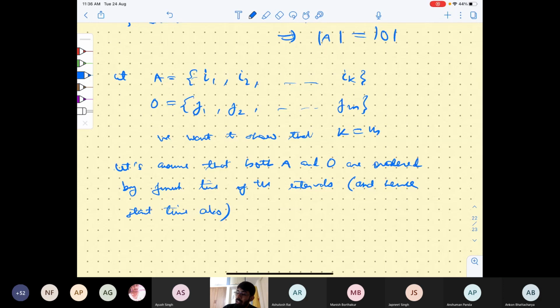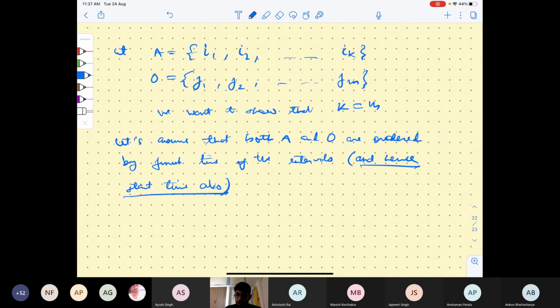So what does this mean? That I1 is the interval in A which finishes first. I2 is the interval in A that finishes first after I1 and so on. Similarly, J1 is the interval in O that finishes first. J2 is the interval in O that finishes after J1 and so on. And why do I say that, and hence by start time also, the ordering will be the same? Because they are compatible, because none of them intersect, right? So if none of them intersect, then you can show that if the start times are ordered in some way, then the finish time will also be ordered in the same way. Or if the finish time is ordered in some way, then the start time will also be ordered in the same way. It's an if and only if.